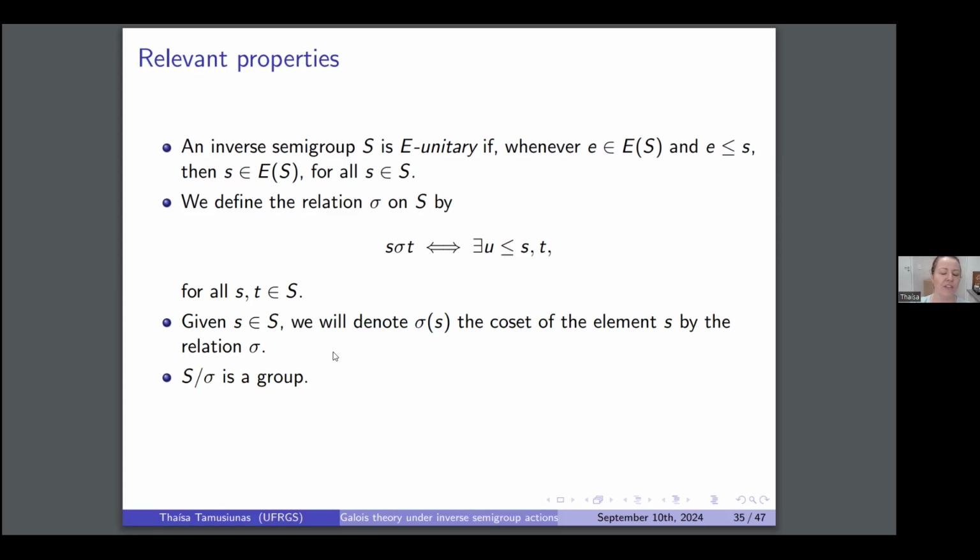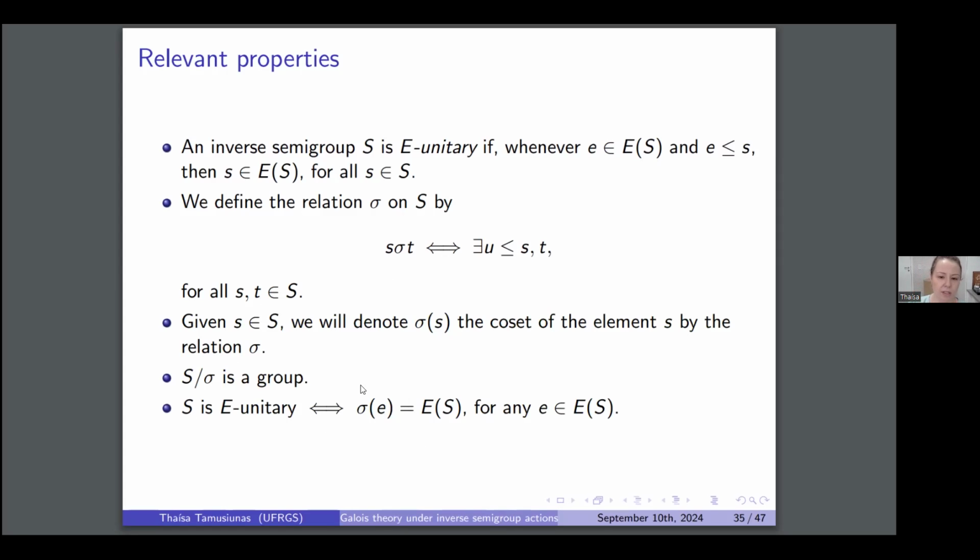These results are classical results. They can be found in the book of Lawson on inverse semigroups. Here these are not original. These are results from Lawson. Casal has this last result: S is E-unitary if and only if the coset associated with e is the whole set of idempotents of S.